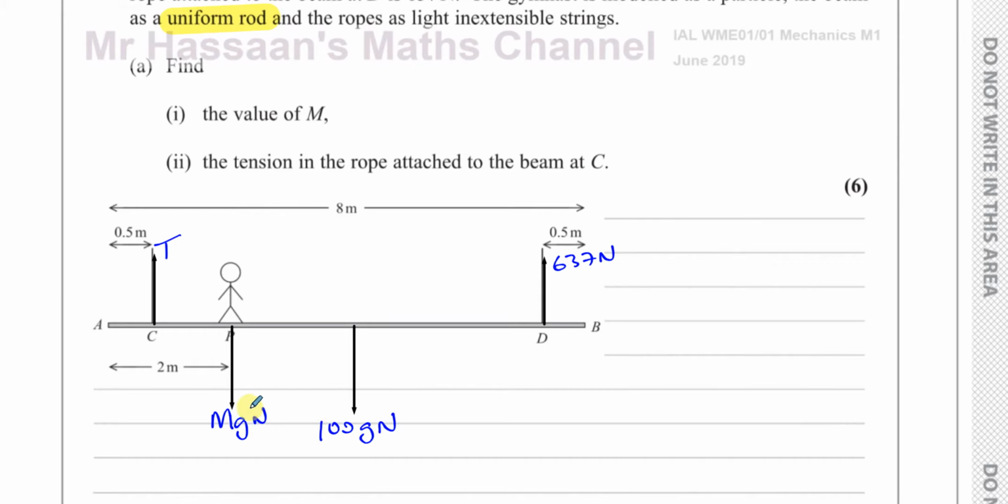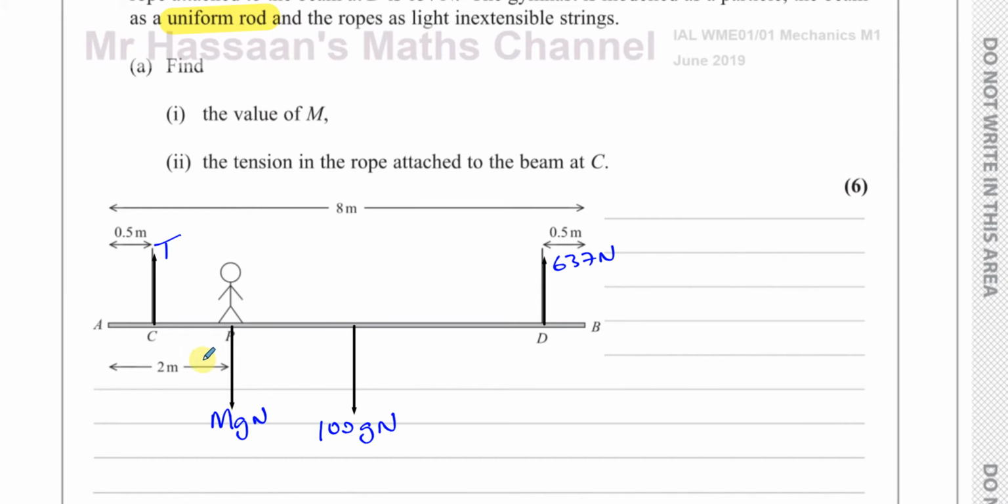We could counter that by taking moments about another point like B, and then have two equations with M and T in it, but that's a bit more hassle than doing something which makes life a lot easier, which is taking moments about a point which will cause us to eliminate one of the unknowns.